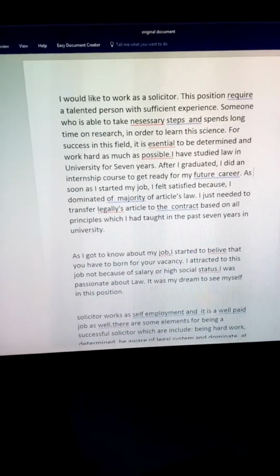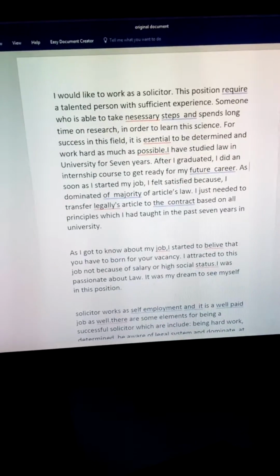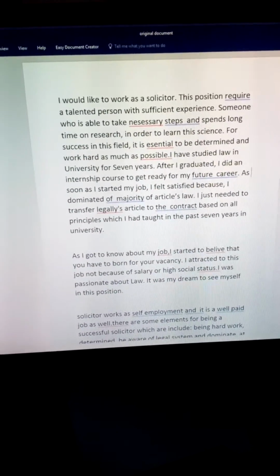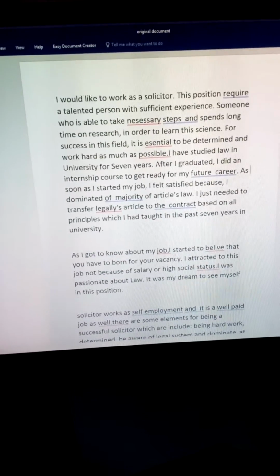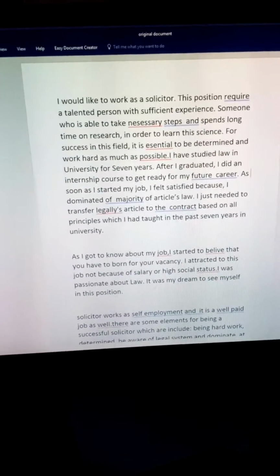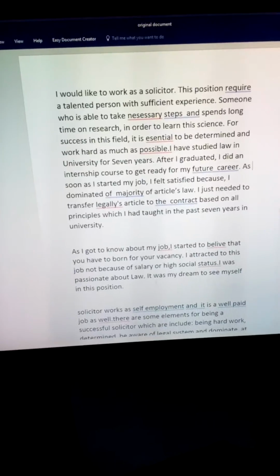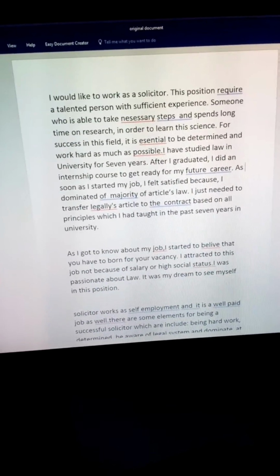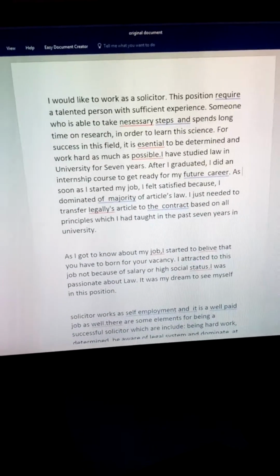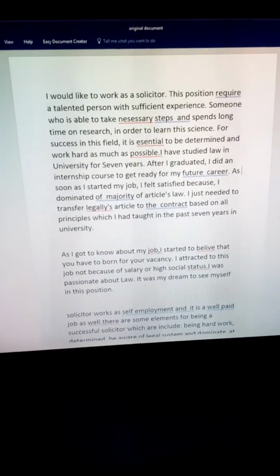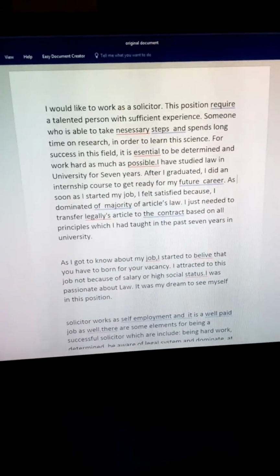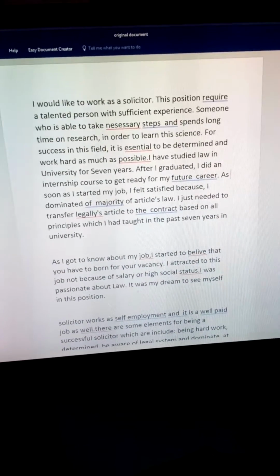So the difference between the word taught and learnt is that the person who is the teacher is doing the teaching. The person who is the student is doing the learning, and therefore they have learned. So I would make the ending of that sentence, which I have learnt in the past 7 years in university.